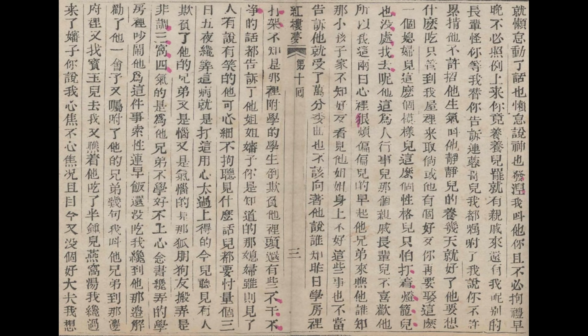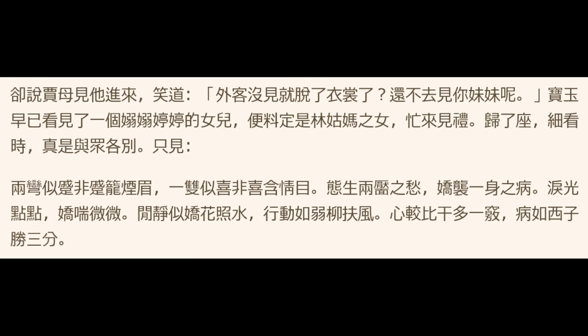Now, despite the fact that Dream of the Red Chamber was composed something like 250 years ago, we can see the exact same usage of le in this book. For example, when Jia Baoyu sees Lin Dayu for the first time, grandmother Jia asks him why he changed clothes before coming to meet her. She says, 外客没见就脱了衣裳了, or before meeting our guests, you took off your clothes.